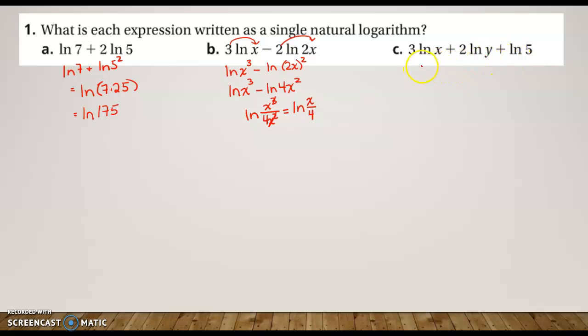And this one, ln x cubed plus ln y squared, because these all have to come back over so we can get them together, plus ln 5. So when you multiply them all out, you'll just end up with 5 x cubed y squared. Okay?